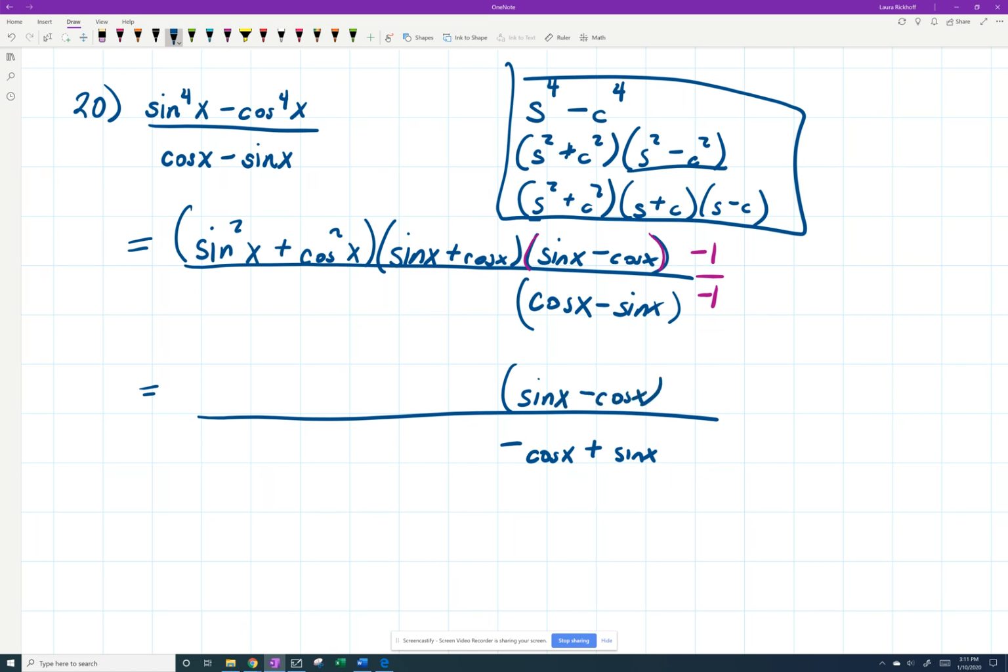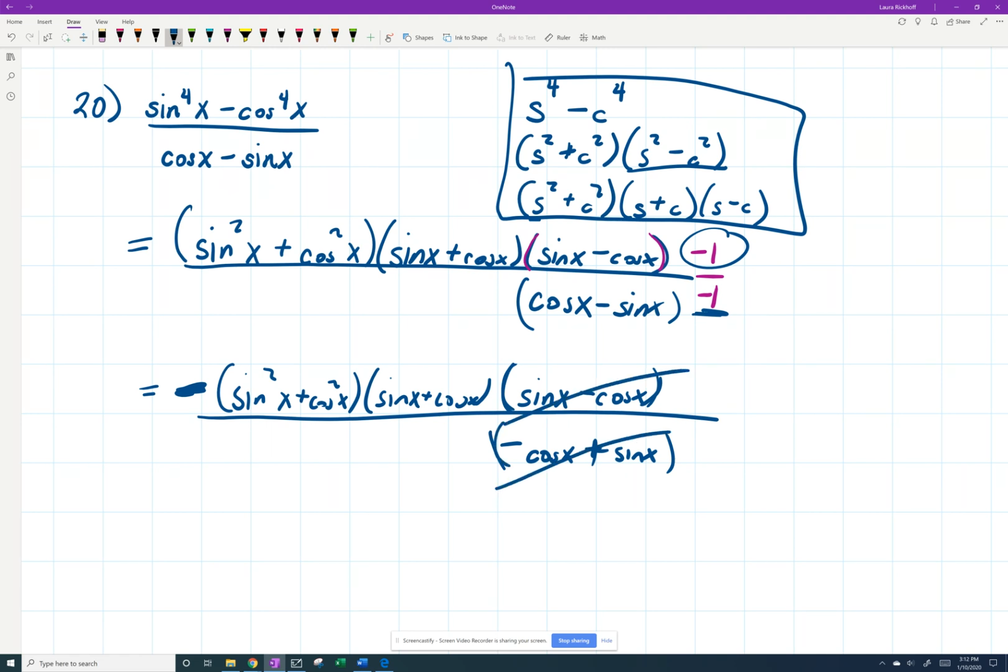And then I'll rewrite everything. And I'll just bring this -1 over to the front. So this -1 came over here, and then that -1 distributed. And so now positive sine minus cosine, positive sine minus cosine, I can Zap-O-Kachooey those away.